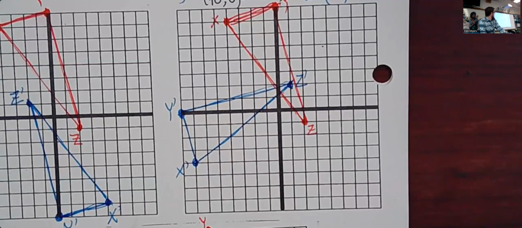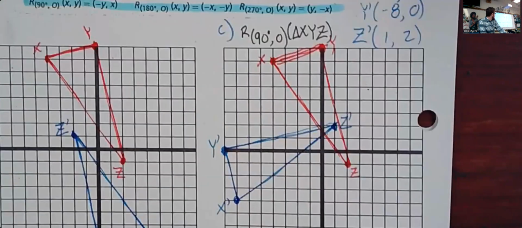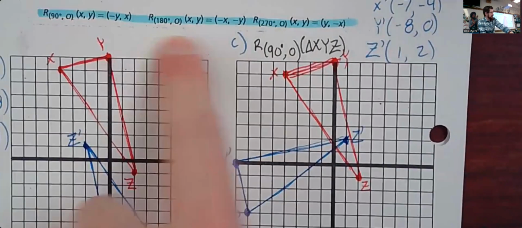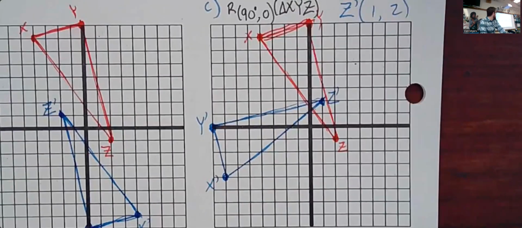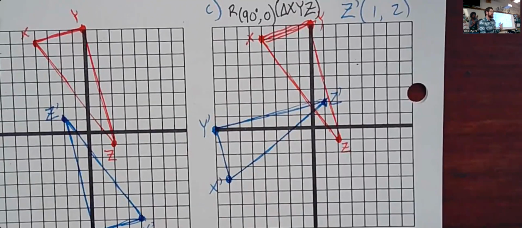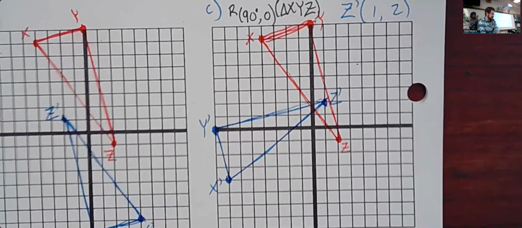So the big three things that we need to pay attention to today are the rules for our different rotations. Those are kind of the major things that we got. Now we are going to do some more compositions of combining, and there will be some questions on your assignment with combinations of rotations with reflections and with translations.